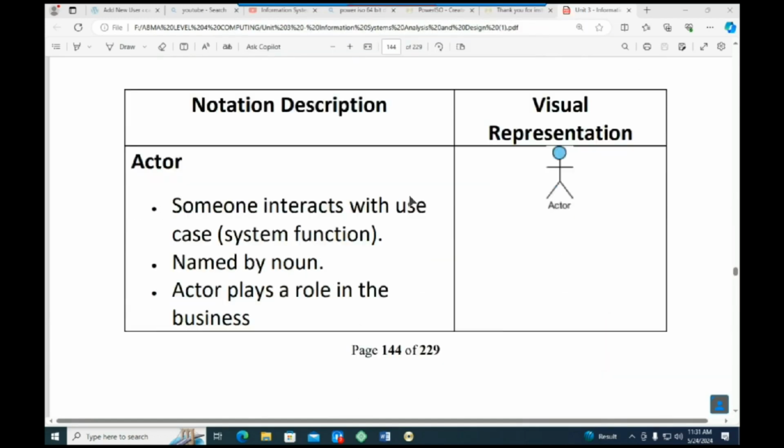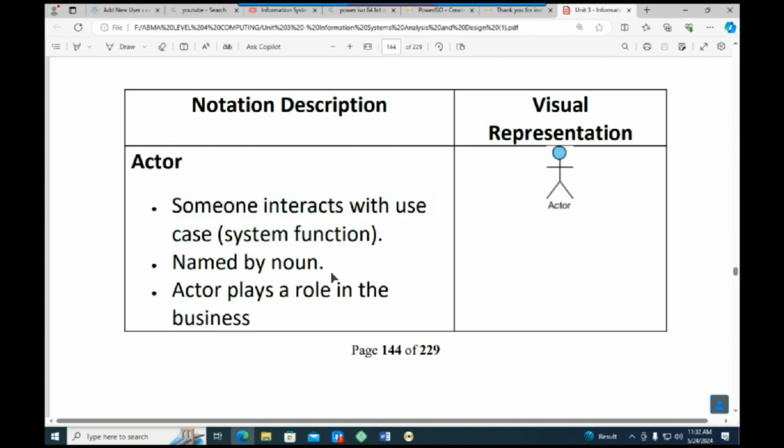Let's continue. I have given another table here. That's why I asked you to make sure you get this resource. This table is giving more clarity. We have the notation description and the visual presentation. In the notation description, we have, for example, the actor, and more information: this is someone who is interacting with the use case system.